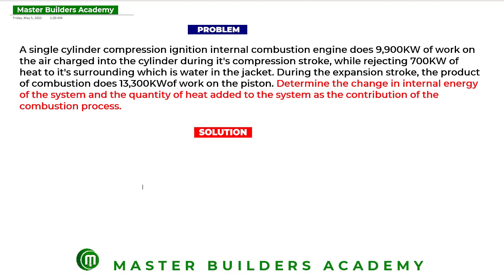Thermodynamics questions always appear like chemistry, whereby the questions are not always straightforward, not until you have an in-depth understanding of the question. So determine the internal energy change of the system and the quantity of heat added to the system as the contribution of the compression process. All of these are just English that you don't need to be scared of. All you need to do now is extract your parameters. What are given? Forget about the sentence. Work is given, heat is given, another work is given for another process entirely. It's as simple as this.